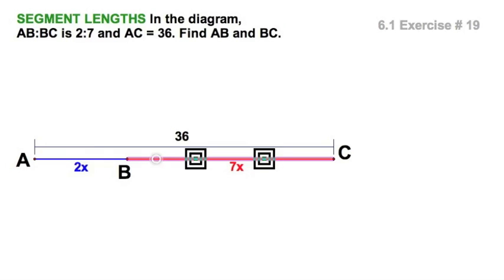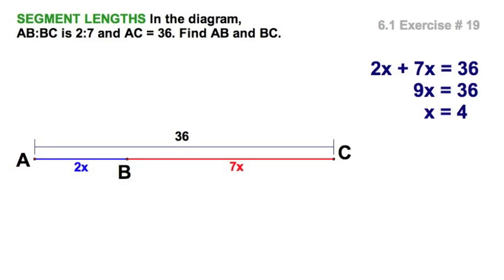2x is to 7x as AB is to BC. And the whole thing together, AC, is 36. So you can see how this is going to work. The blue, 2x, plus the red, 7x, equals 36. Segment addition. Easy. And there you go.